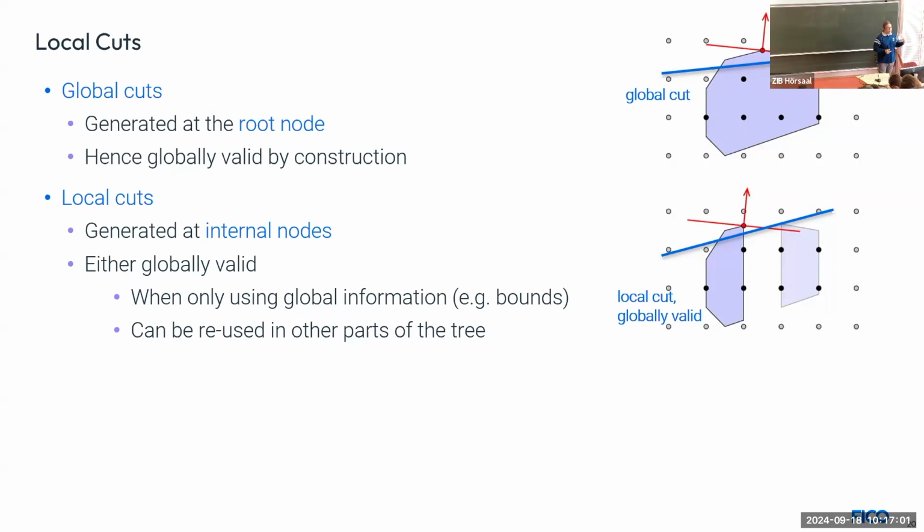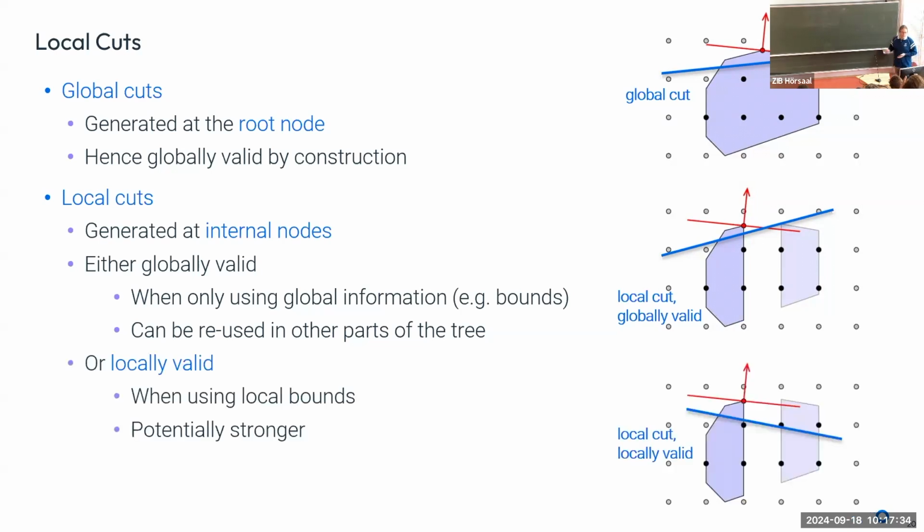When you generate cuts from local nodes in the branch and bound tree, you can either only generate cuts that are globally valid. These will have the advantage that you can reuse them at other parts of the search tree. You need to be careful to only use global information, like don't use the local bounds in that case. Only use the local solution, but not the bounds from which you derive your cutting plane arguments.